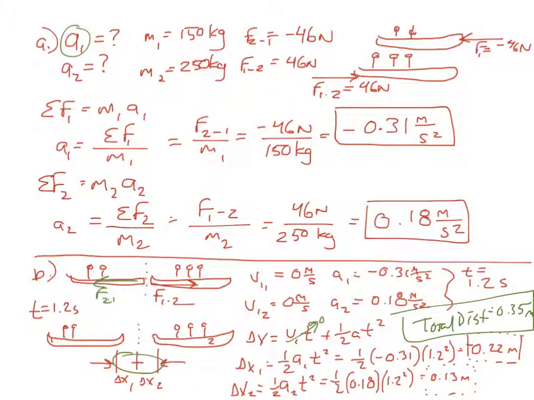So this is Newton's third law, the action-reaction. For every force, there is an equal and opposite force, equal in magnitude and opposite in direction. So we notate these as force 1 on object 2 and force 2 on object 1.